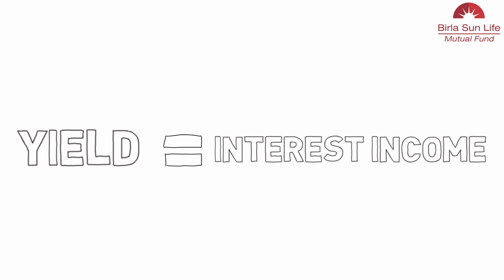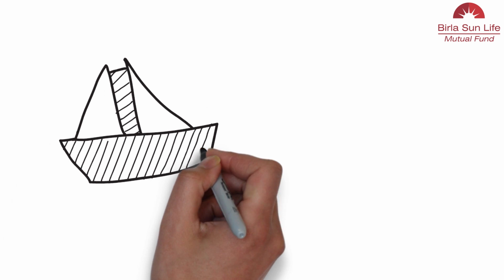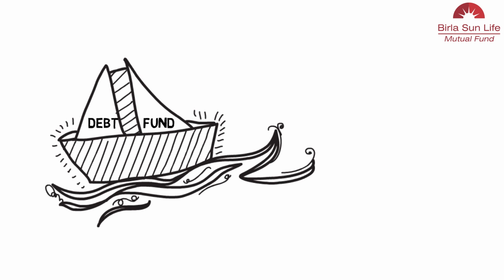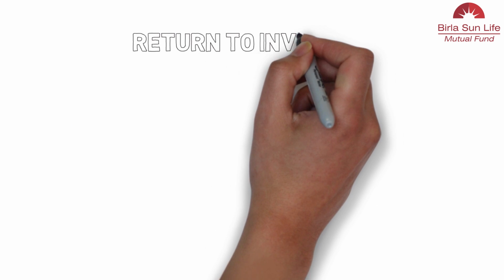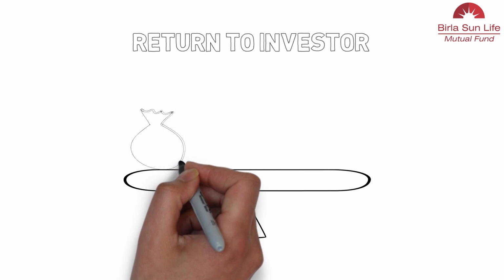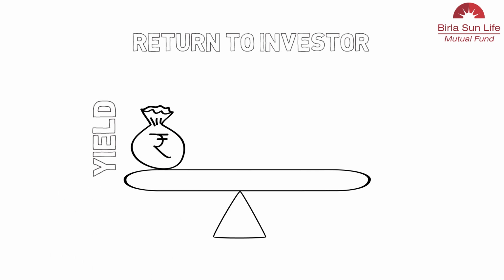Since the fund invests in the market, it obviously assumes a risk on its portfolio. This is called the modified duration. Now, the return to the investor depends on both the yield and the modified duration. Let's see how these two elements of risk and return come together.